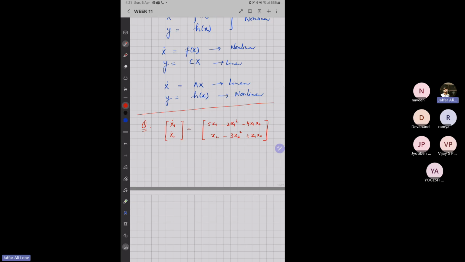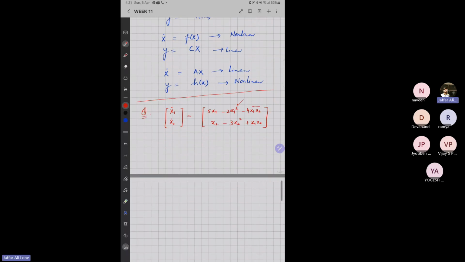So is this a linear system? Clearly, it's not a linear system. Why? Because we have this square term and we have this nonlinear term. So we cannot write this system as x dot is equal to Ax plus Bu, right? But how can we write it?